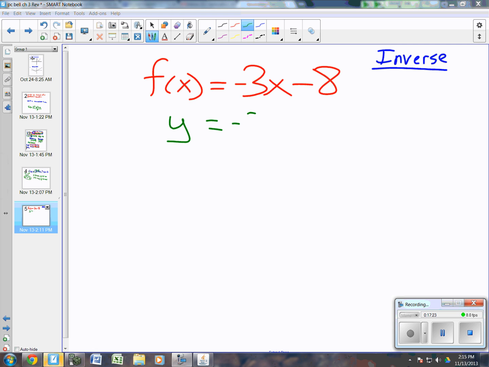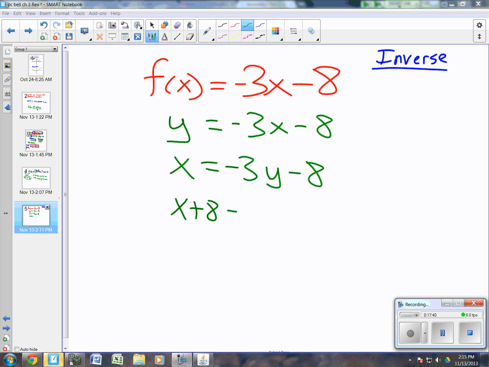Step 1 was to replace f of x with y. Step 2 is to do the inverse. How do you find an inverse? Switch x and y. So x equals negative 3, y minus 8. You add 8 to both sides, because now the next step is to solve for y. Divide by negative 3. So y equals x plus 8 divided by negative 3. And then you could write it as negative 1/3 x minus 8/3 if you want. But I'd rather leave it like this.